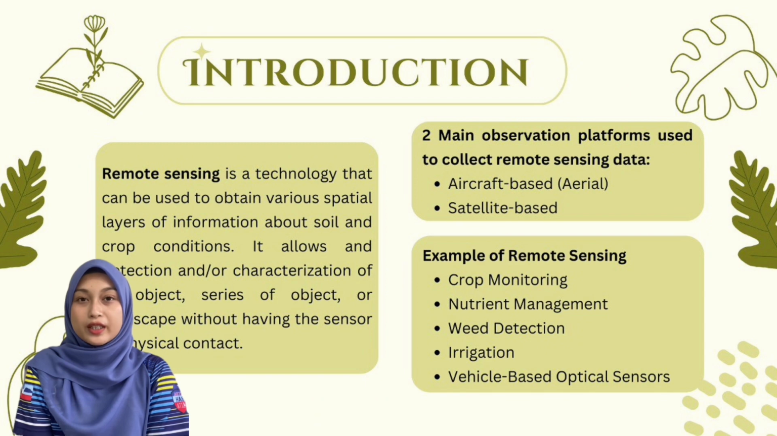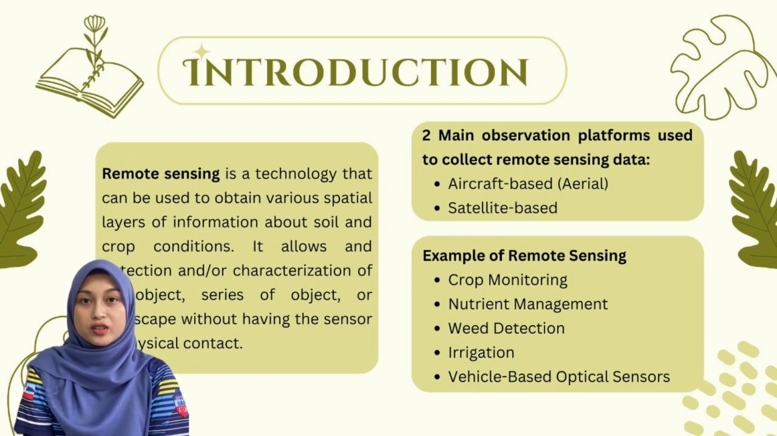Examples of remote sensing. First, crop monitoring. Remote sensing images generated from vegetative indices like NDVI and GNDVI throughout the growing season are becoming common. This product can be used to guide nutrient management and irrigation. Nutrient management: knowledge of plant growth, nutrient uptake patterns during the growing season, and deficiency symptoms have prompted researchers to acquire imagery during key growth stages.